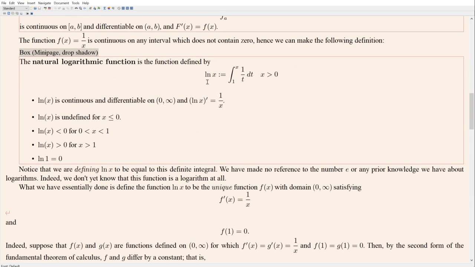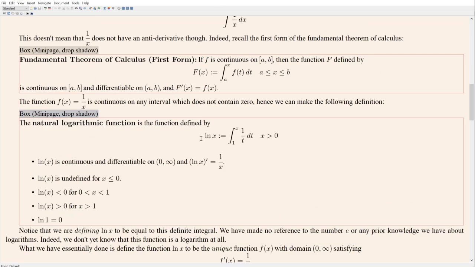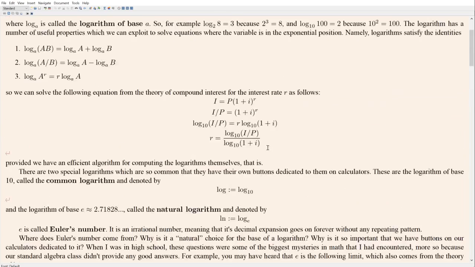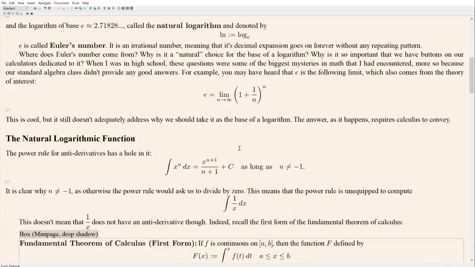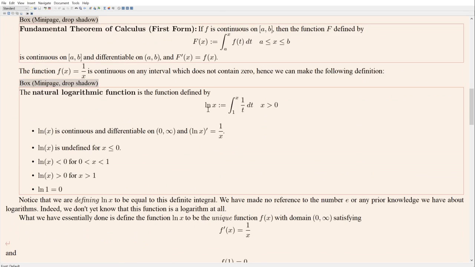And this is what we are going to call the natural logarithmic function. So we have made no reference to exponents now. We have made no reference to logarithms as they were defined back in algebra, right? We have made no reference to this. All we have done is define a function that is an antiderivative of 1 over x, right? By definition, the natural log is an antiderivative of 1 over x. That is what it is, by definition.